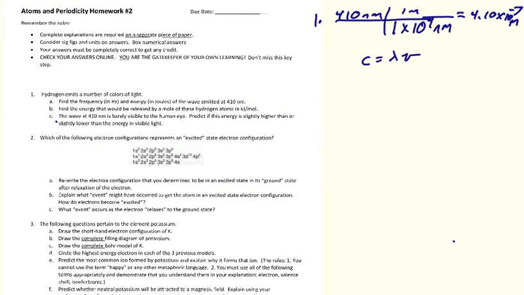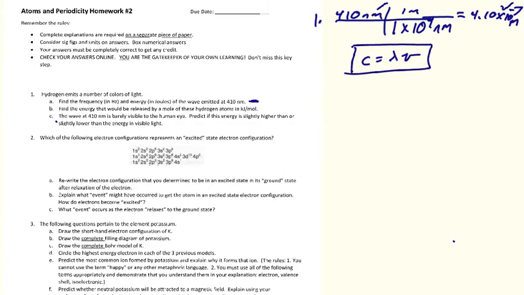We're looking at number 1. So the first order of business, if you want to find out the frequency of 410 nanometer light, is to convert your nanometers to meters, because it has to be in meters to use our speed of light formula.